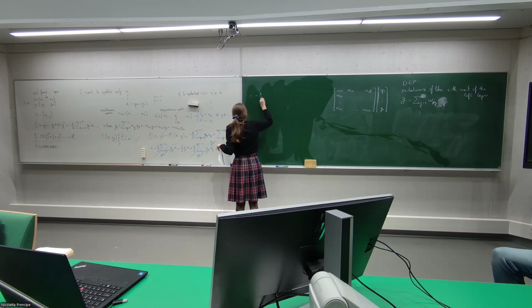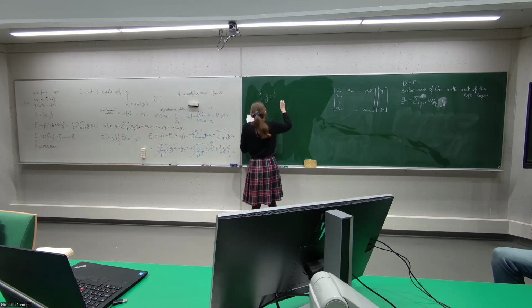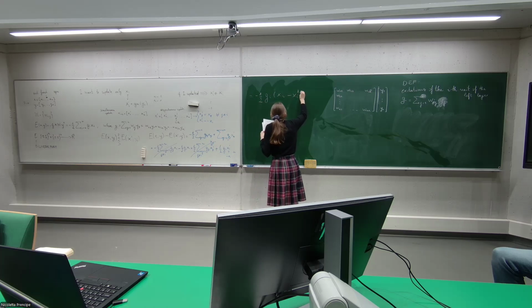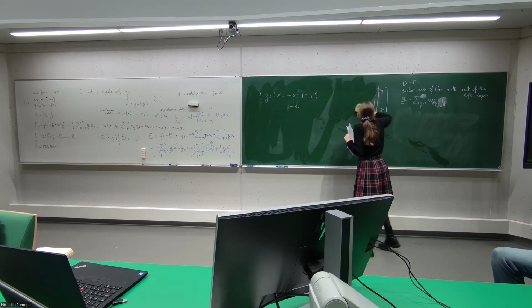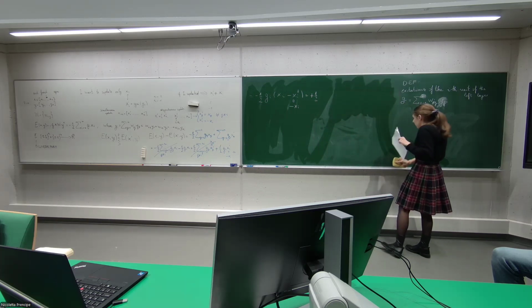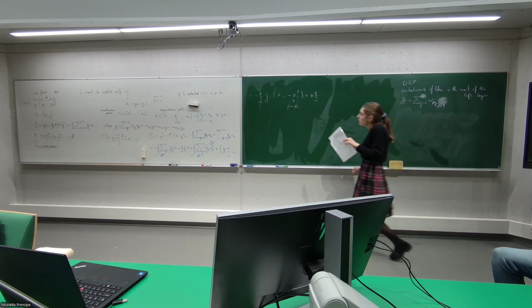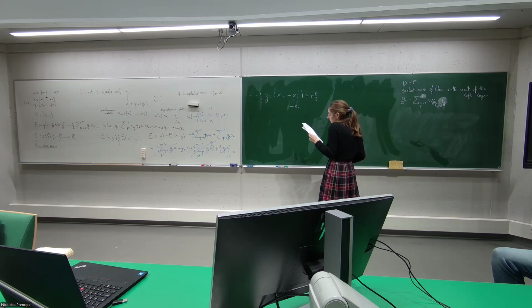Minus a half g_i times x_i minus x_i prime. But x_i prime, I just told you, is minus x_i. So this is minus a half, this is plus a half. Got this there. Plus a half.